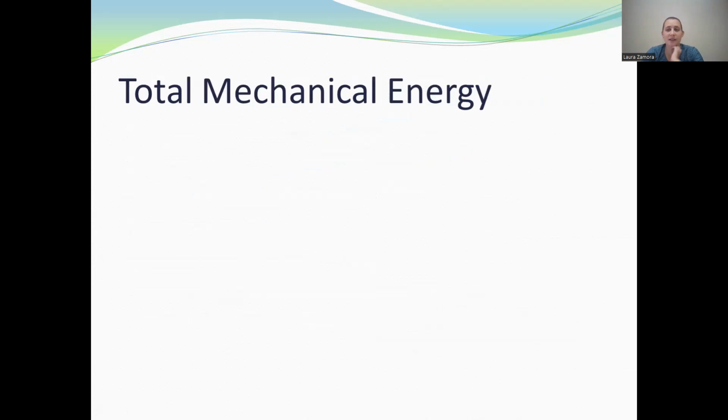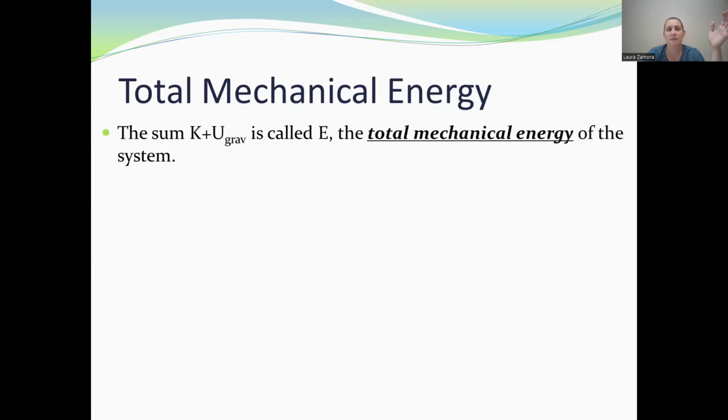Okay, so this idea is called total mechanical energy. When we think about adding together kinetic energy, or energy of motion, plus potential energy, or energy due to its location, the sum of those two things is called the total mechanical energy. And usually we just give that the symbol E for energy. So E equals K plus U, or kinetic plus potential, and that is a constant, right?